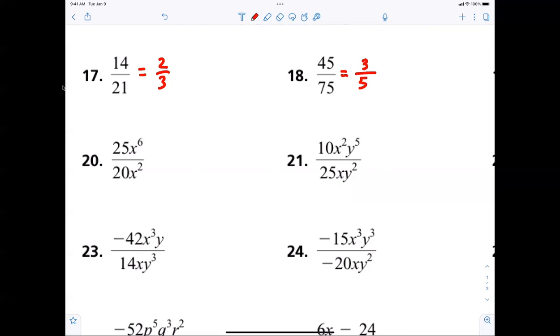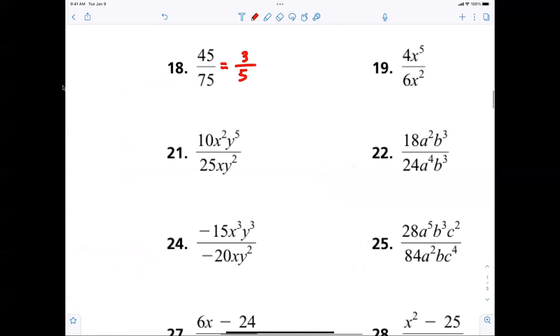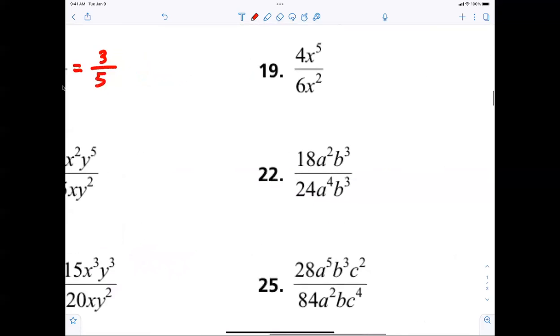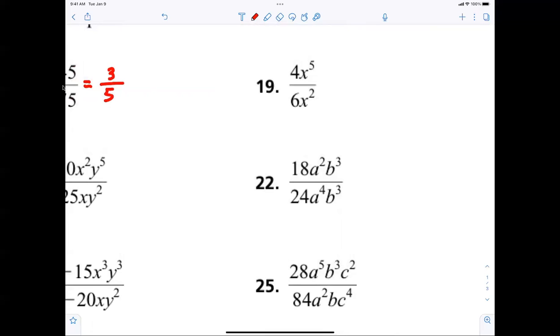All right, now let's knock out 19. Individually, you look at the numbers. 4/6. What does 4/6 reduce to? 2/3. Yes. So the first thing we do is write the fraction 2/3. How many x's on top? How many on the bottom? So that leaves us 3. Where at? On the top.